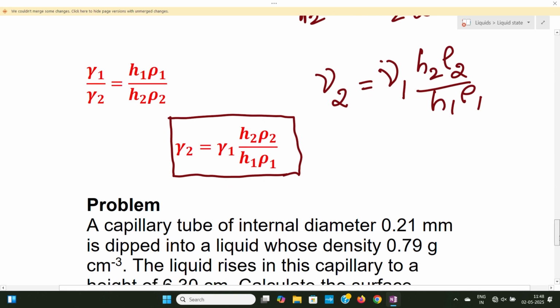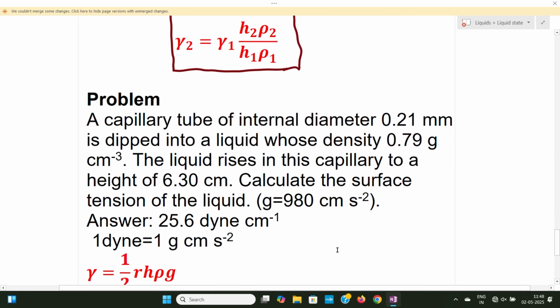Now let us discuss one problem. A capillary tube of internal diameter 0.21 millimeter is dipped into a liquid whose density is 0.79 gram per centimeter cube. The liquid rises in this capillary to a height of 6.30 centimeter. Calculate the surface tension of the liquid.